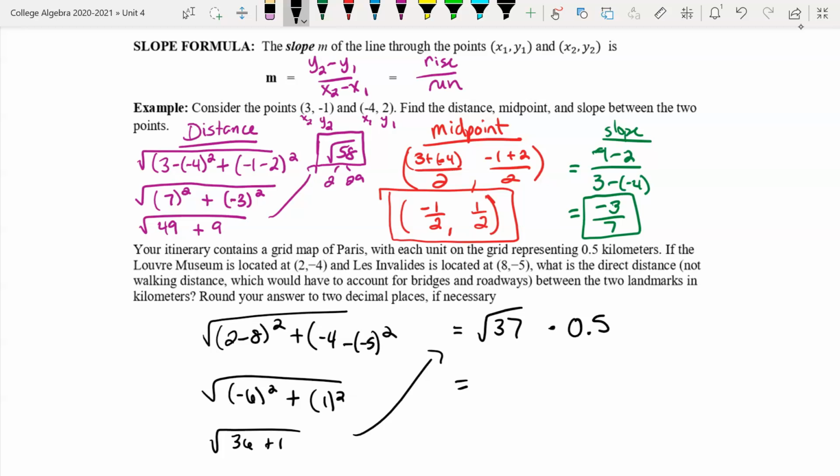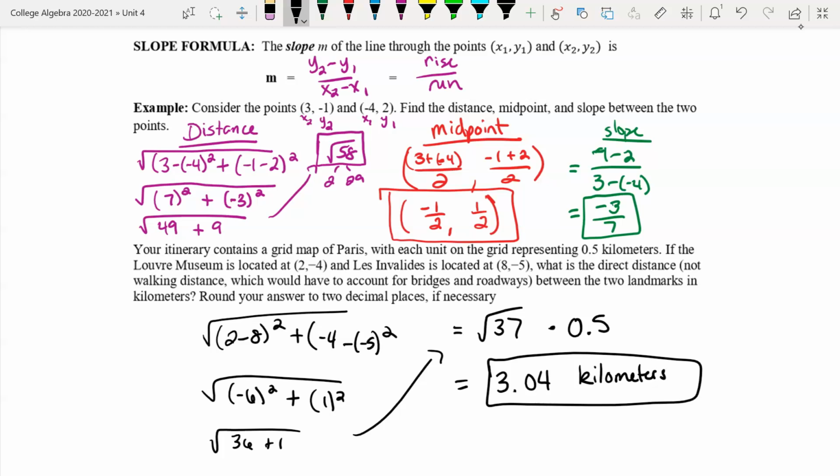So you actually want to type in the square root of 37. Yes, you're going to get a weird decimal, times 0.5, and it says round to 2 decimal places. So this becomes 3.04 kilometers. Again, it's not hard, it's just using the distance formula, and you have to make sure you know, like in this word problem, I'm using the distance formula because it says direct distance.